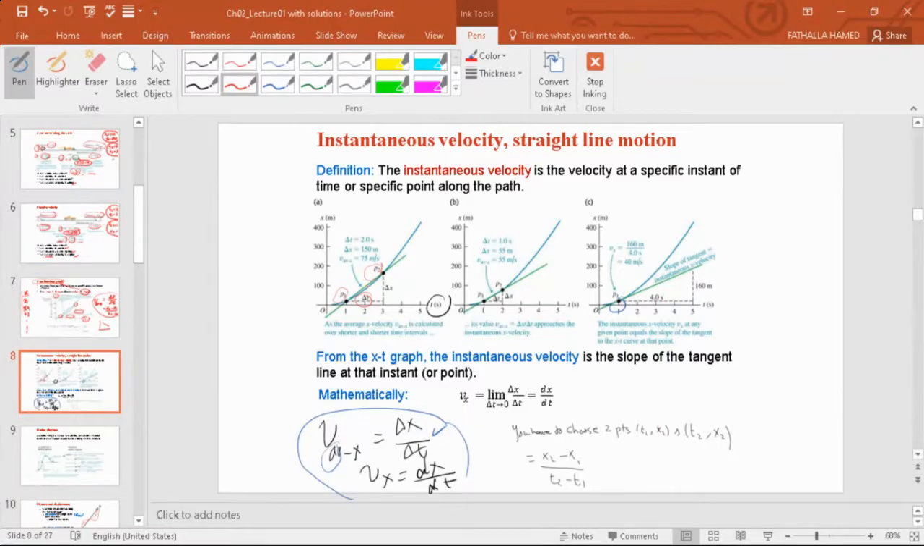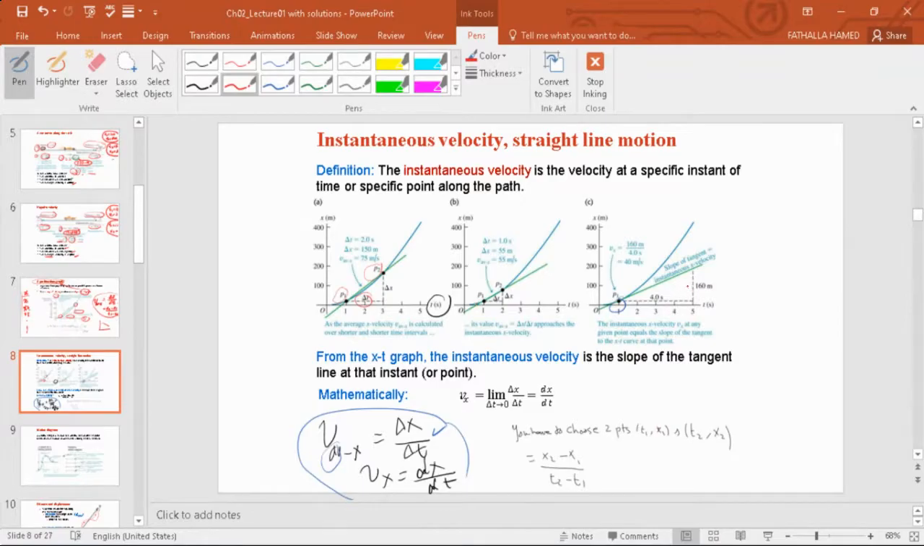But you're still in the previous slide or this slide, if you take the slope of this line, it will give you your average velocity. If you take the slope of this line, it will give you the average velocity. And in this, if you take the slope of this line as well, it will give you also the average velocity.